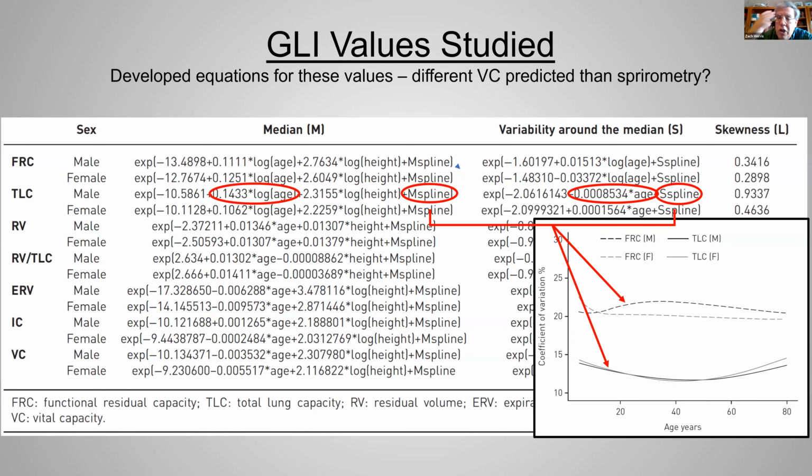The spline is, they recreated a regression equation, but then they have to explain, you know, there's really no equation that's going to explain a shape like this. For example, the FRC goes down, it kind of bows up and comes down. Male is a little more of a straight line here.